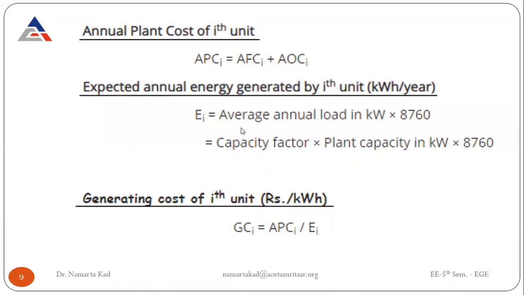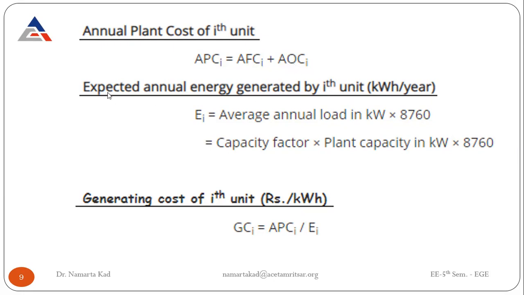Now some other formulas. Once you calculate the annual fixed cost of ith unit and annual operating cost of ith unit, this one is the annual plant cost of the ith unit. This is only for one unit. Like in some stations there are 4 units. Once you have calculated these for one particular unit, then you go on the summation to calculate the net cost. So what is the annual plant cost? The annual plant cost for any particular unit is the sum of annual fixed cost and annual operating cost.